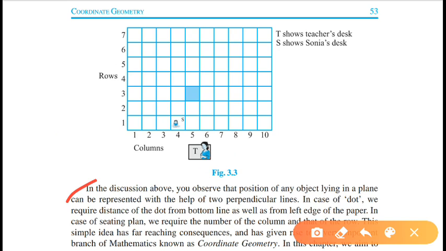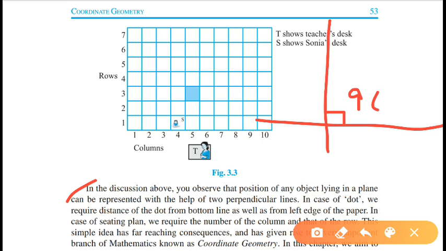In this discussion above, you observe that the position of any object lying in a plane can be represented with the help of two perpendicular lines. One is this one and the other one is this one. They are two perpendicular lines, they have a 90-degree angle between them. In the case of the dot, we require the distance of the dot from the bottom line, as well as from the left edge of the paper. So we are able to locate this point in the case of a dot.